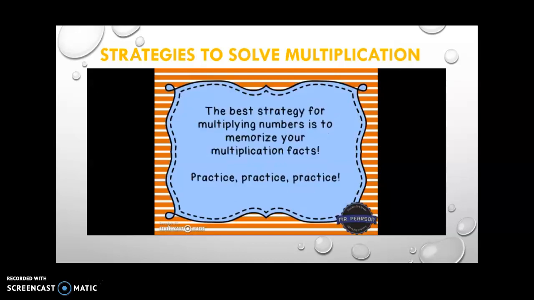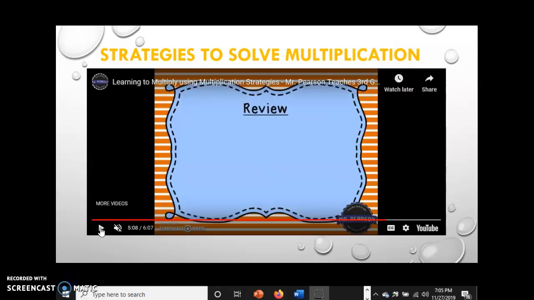The best strategy for multiplying numbers is to memorize your multiplication facts. Practice. Spend time learning those multiplication facts so you have them right off the top of your head. You know that 2 times 2 is 4 and 9 times 7 is 63. You have to practice to get those down. Alright, let's review.